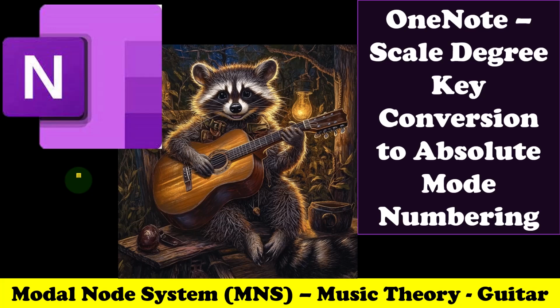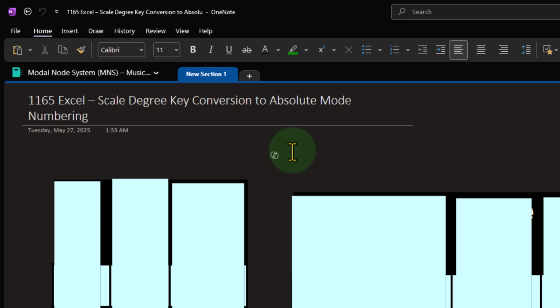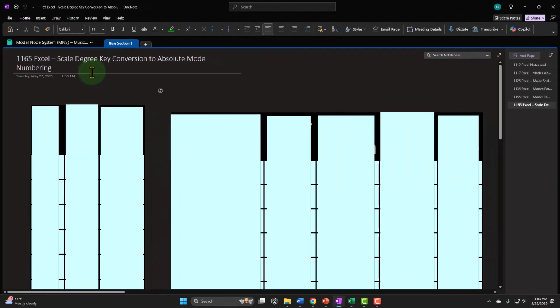Music theory with OneNote. Scale degree key conversion to an absolute mode numbering system. Get ready and some coffee, because although we're playing with just one note, it's a beautiful note. You're not required to, but if you have access to it and would like to follow along, we're currently in the OneNote file of the Modal Node System, MNS Presentation 1165 Excel, Scale Degree Key Conversion to Absolute Mode Numbering.